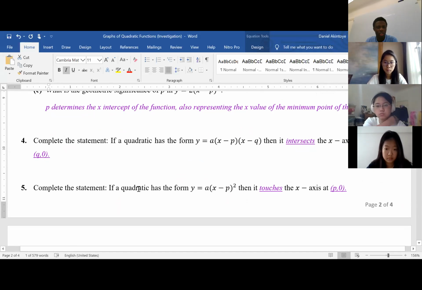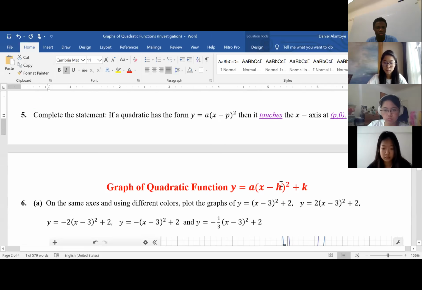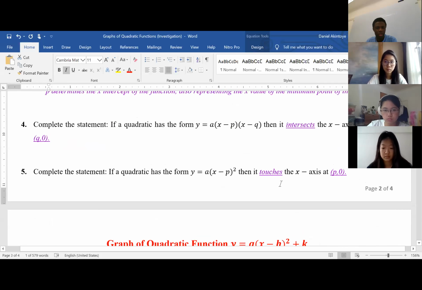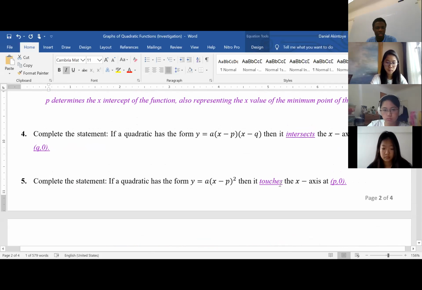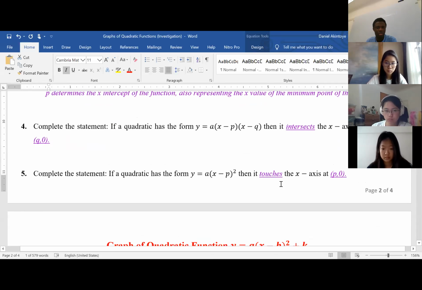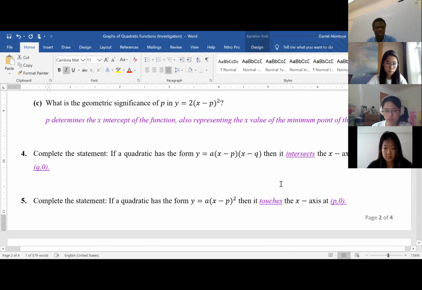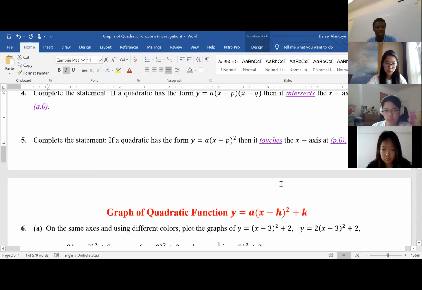Then the other one: if a quadratic has the form y equals this, then it touches the x-axis at p comma 0. Yes, that is the summary of what we've been talking about. Does everybody get that? It's possible that's what you have said. If that's not what you have said, please take note by taking a screenshot and saving it. And if you want me to send it to our WeChat group, I'm happy to do that.